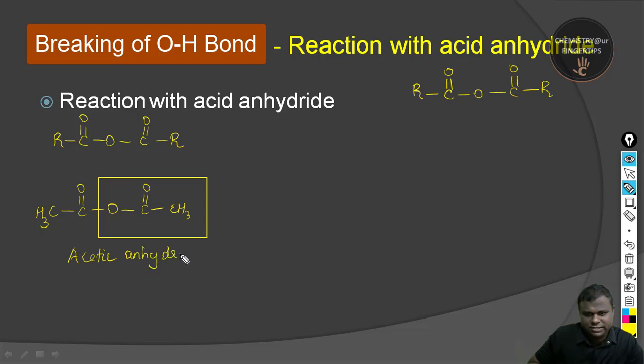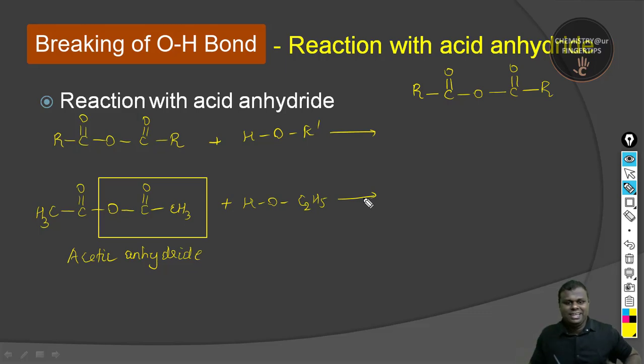Okay, so this is acetic anhydride, and I treat it again with your same compound HOR dash. Here I will write HOC2H5, right? So what do you get? I want you to pause the video and think and see what you get here basically. Okay, it's very simple to understand.